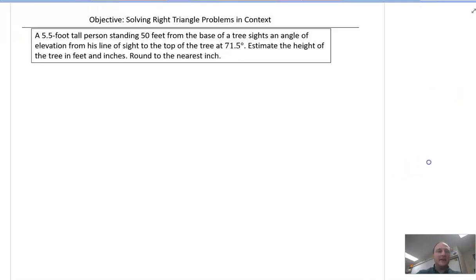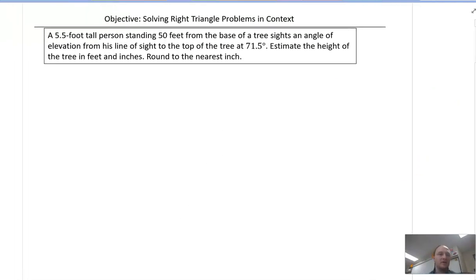All right, next example. Here we are told that a 5.5 foot tall person standing 50 feet from the base of a tree, okay, sights an angle of elevation from his line of sight to the top of the tree at 71.5 degrees. It says estimate the height of the tree in feet and inches.